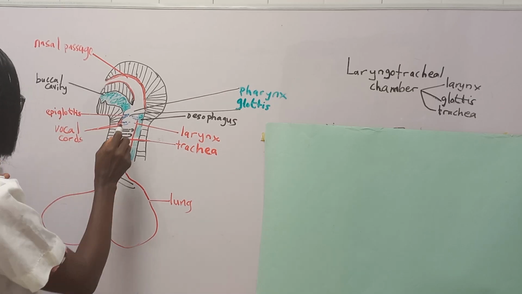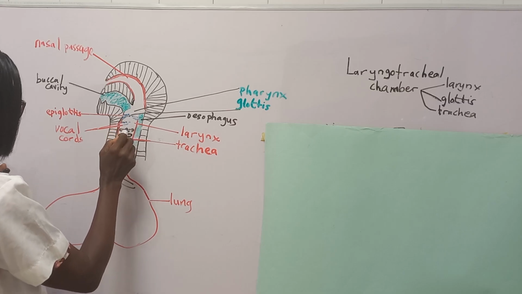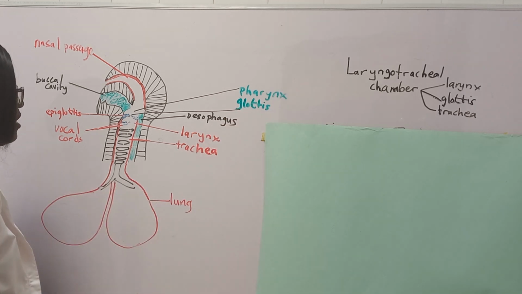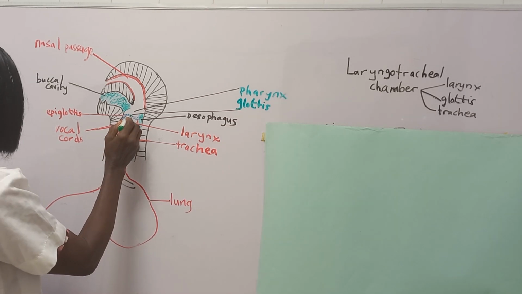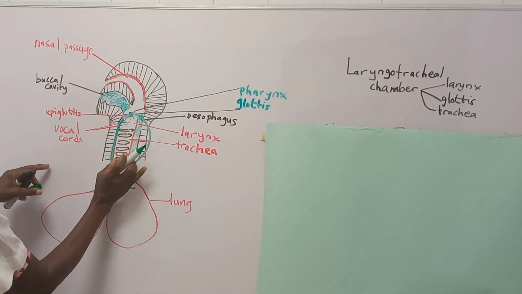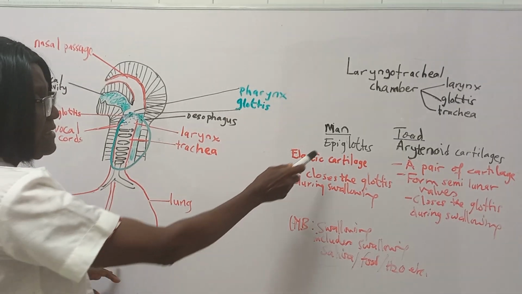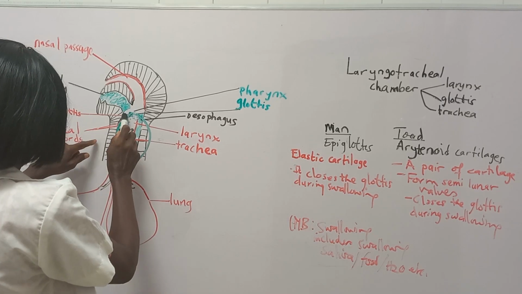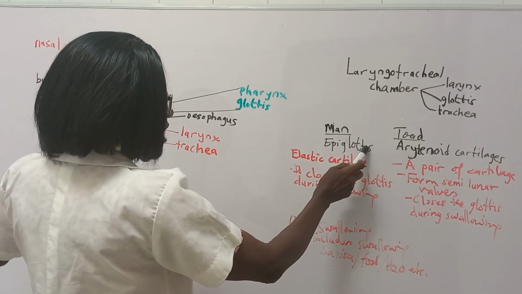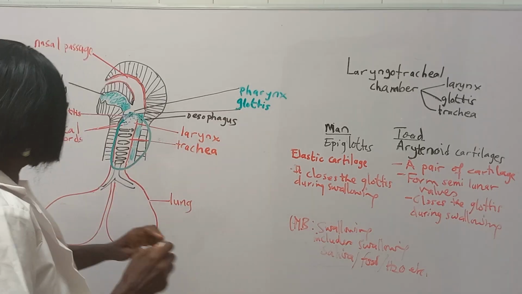Now this area, the glottis, the larynx, and the trachea, together form the laryngotracheal chamber in the toad. We also want to know that in man we have the epiglottis, that is the flap here that closes the glottis. In the toad, you don't have the epiglottis, you have the arytenoid cartilage. There are two. We'll see them in the dissection.